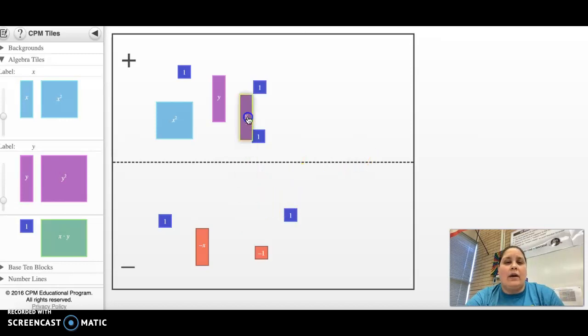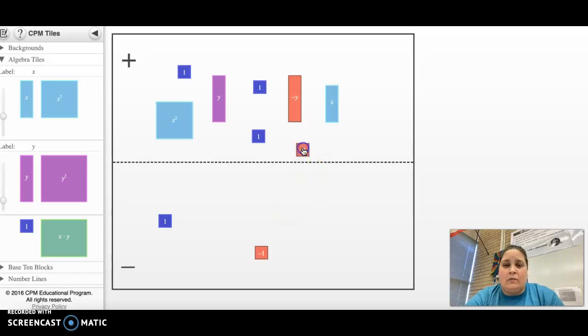So this y, when I move it up here, can't still be positive. It has to change and become a negative. This x is already a negative, so when I move it up here, it becomes a positive. This 1 is positive, so when I move it, it changes to be negative. So that is what that first step means to do.